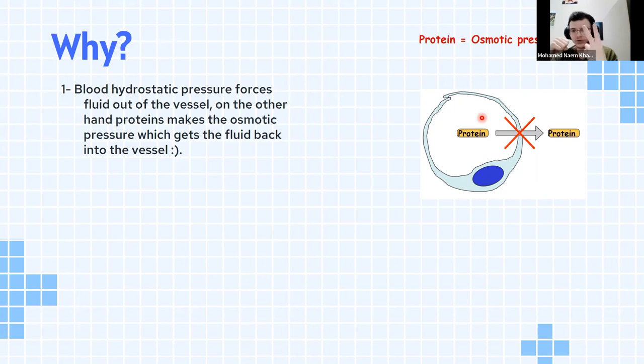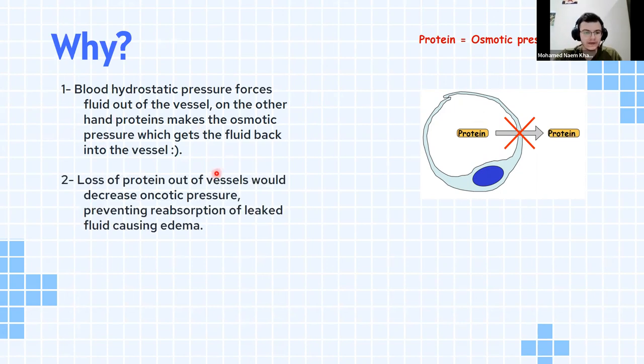So you're going to have two forces attracting the fluid outside of the artery, so you won't have any more blood inside the artery. Is that clear? That's why it's very crucial to have the proteins inside the vessel. That is the whole concept. Why does our endothelium inhibit the protein from going out? Again, this is what I said: loss of protein would lead to edema.